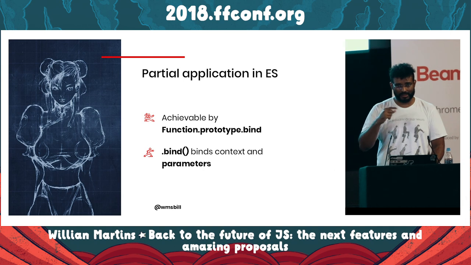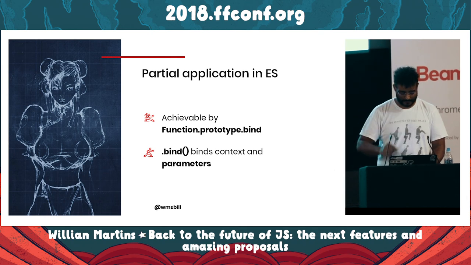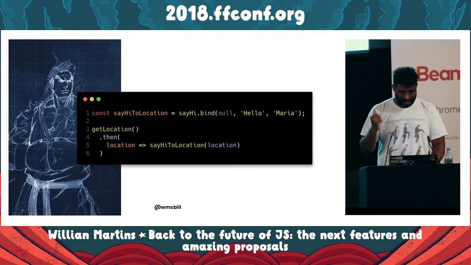Sometimes we forget, because the main use case for bind is just to bind a context, that bind receives more parameters, and from the second parameter on you can bind the arguments to that function. So that previous snippet could be solved like this one. We bind the hello and Maria to the function, which returns a new function that just expects the last parameter, and then we can call it as in this line 5.